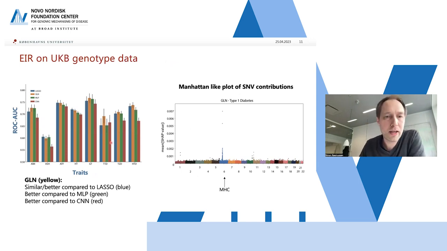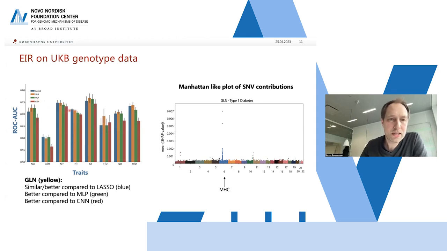If you look at the performance, here I have the ROC AUC. These are just 8 traits we selected from the UK Biobank. We tested on 200 traits, but of course we cannot make figures with all of them. Here we compare the blue one, which is a lasso implementation, the GLN, which is our model with the locally connected layers, then the fully connected layer in green, and the CNNs in red. Unfortunately, the GLN is not that much better than just a linear model, but that's something I will come back to.